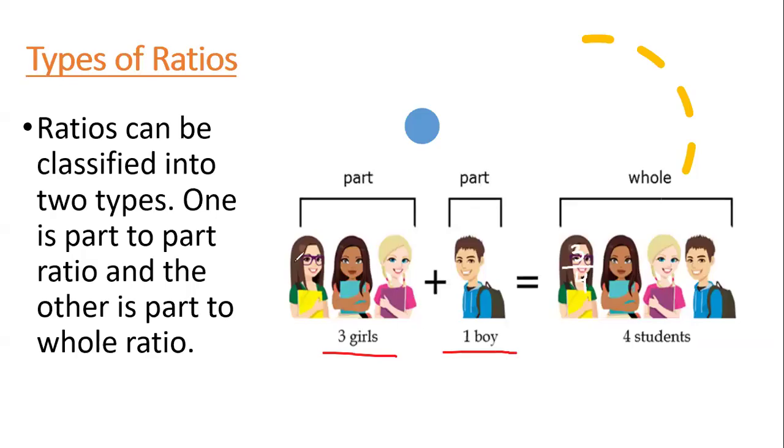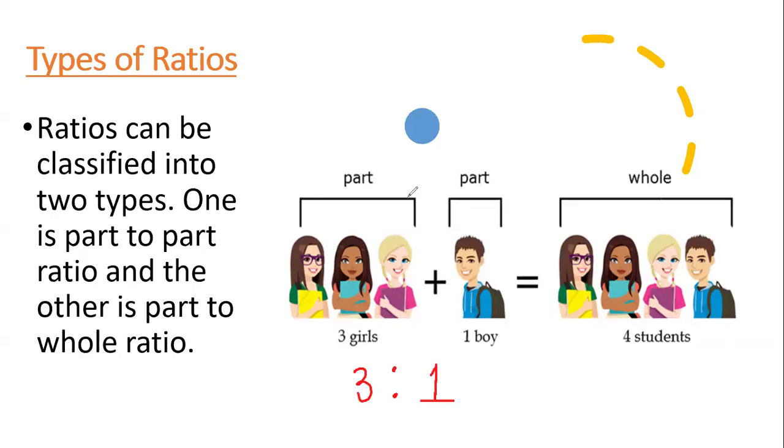If I say, give me the ratio of girls to boys, what will be your ratio? The ratio of girls to boys is going to be 3 to 1. Very good. That means that for every 3 girls, there's 1 boy, right?